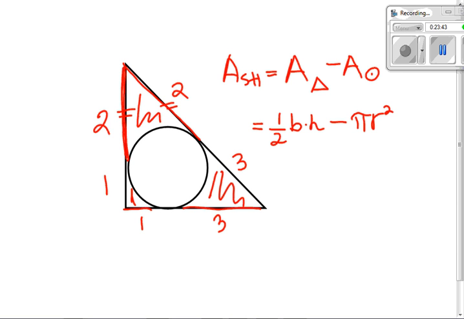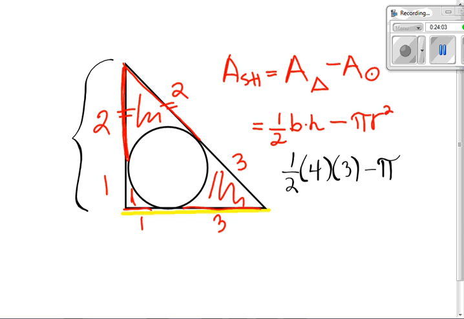Okay, do I know the base of my triangle? Yeah, it's right here. That's 4. So it's 1/2 times 4. Okay, what's the height of the triangle then? 3. Good. Minus pi. Now, I need the radius.